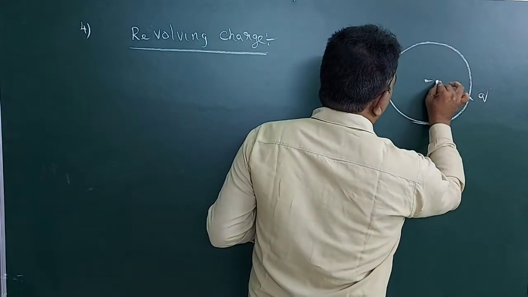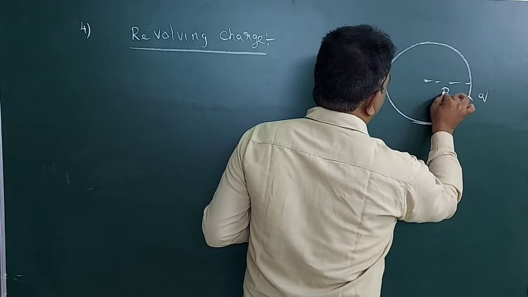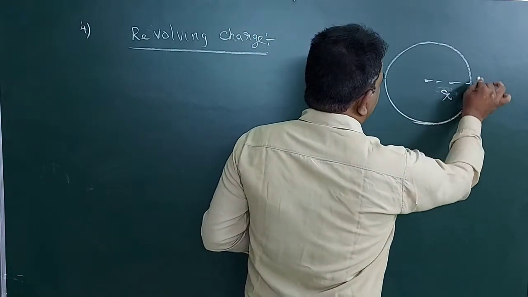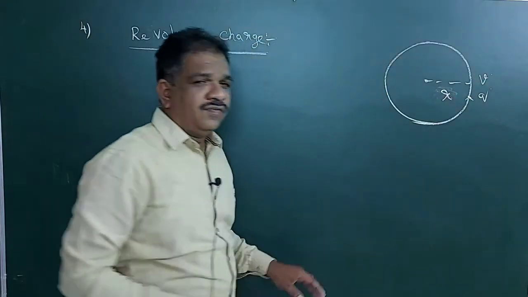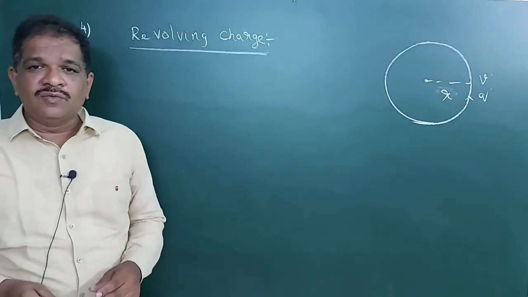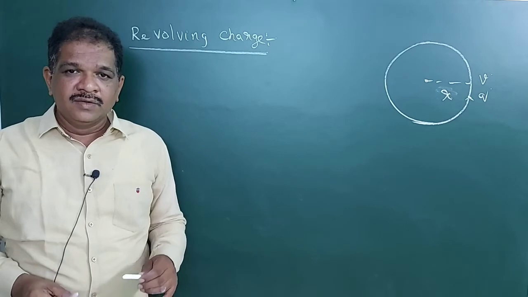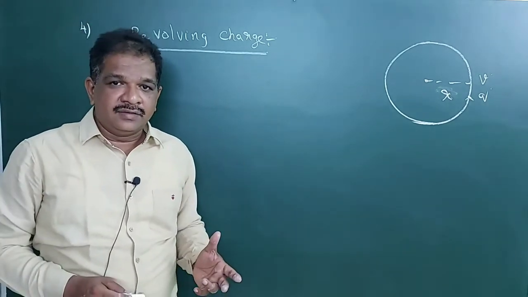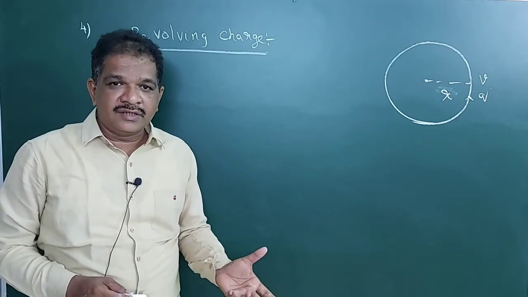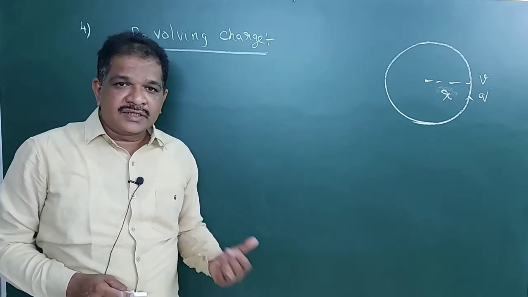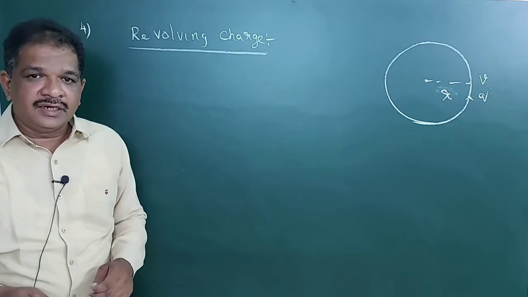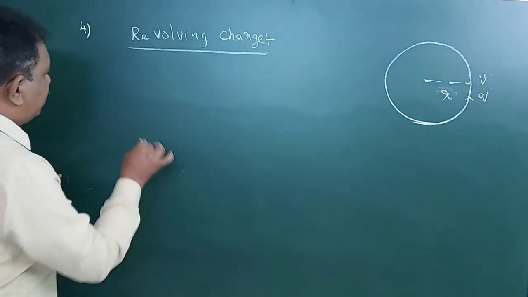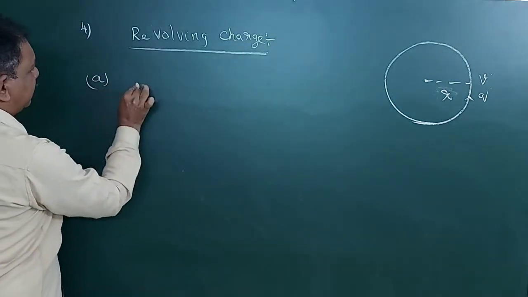Okay. Radius of the circular path, small r or capital R, you take anything. It is rotating with velocity v or with angular velocity omega. Then what is the current it generated? Next, what is its momentum? What is the radius? What is its kinetic energy? Like that, different questions will be there. First, we will discuss the current.